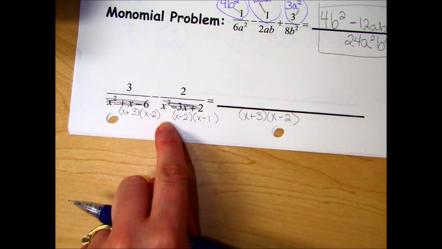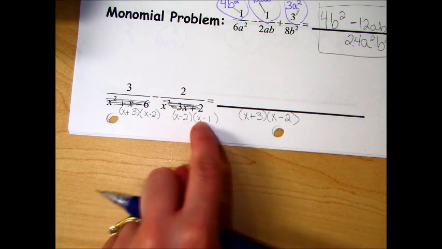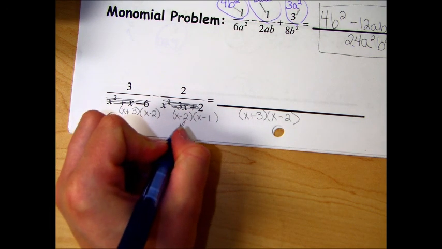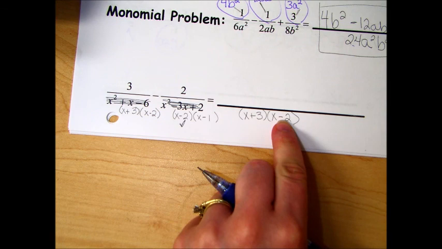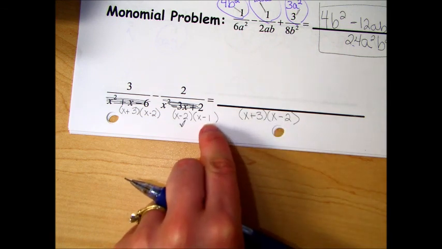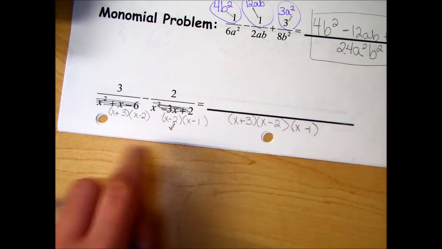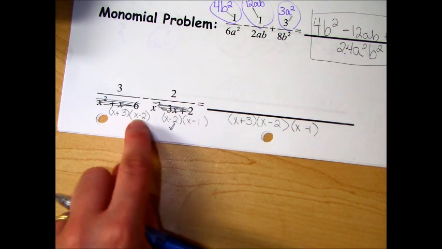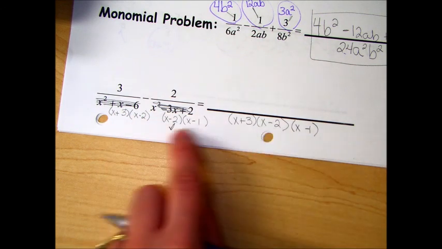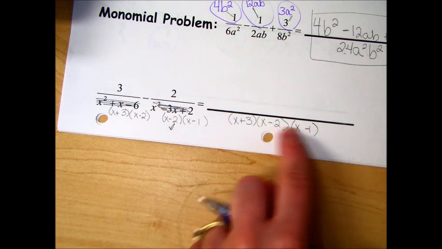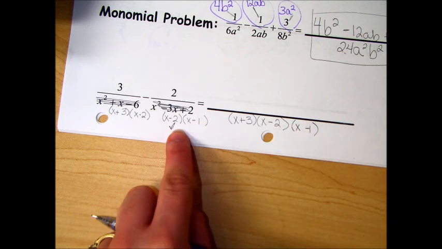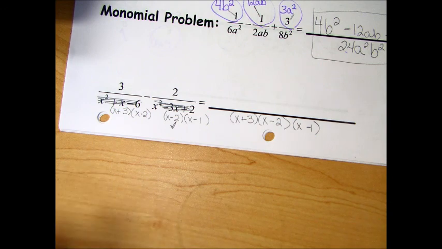Now, as we approach a second fraction, I already have an x minus 2 over here. You see it? So that means I don't have an x minus 1, so I need to bring it over. So I need to make sure that both of these are over here, which they are, and both of these are over here, which they are. You do not bring another x minus 2 over.